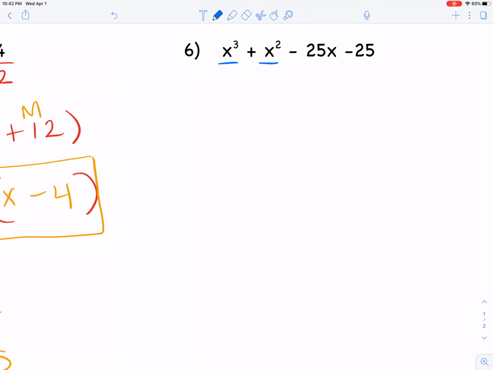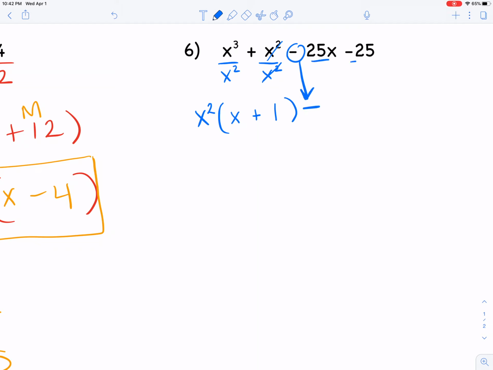What could I divide the first 2 terms by? They both have the variable x. The lower exponent is 2. So the first group is going to get an x squared factored out. X cubed divided by x squared is x. X squared divided by x squared cancels out, but of course we're going to put something there. What are we going to put? What's x squared divided by x squared? 1. Minus sign comes down.